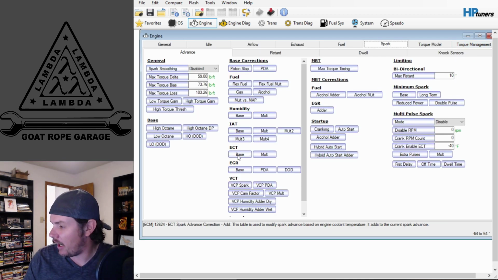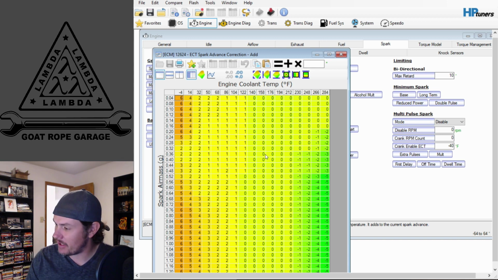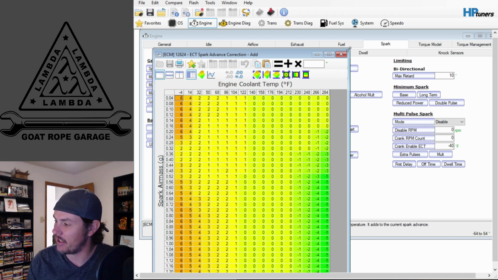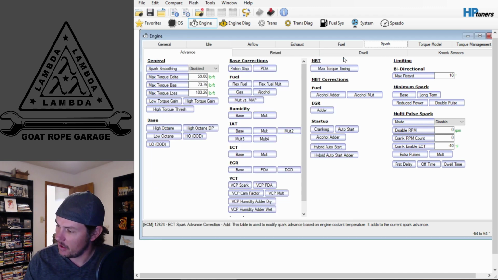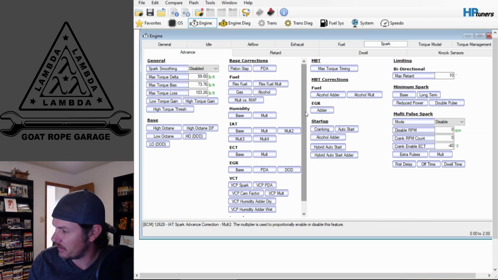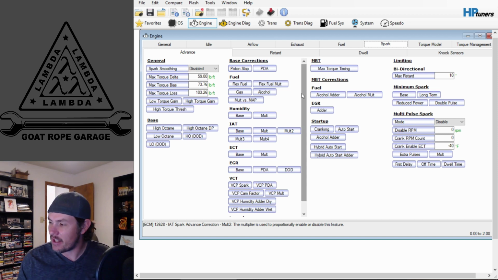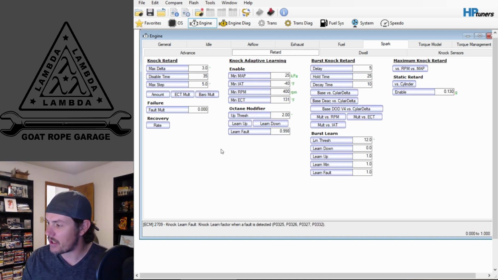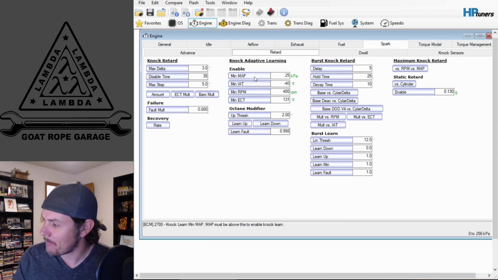ECT, engine coolant temp, same ordeal. This one's not that aggressive. It's only if you're overheating that it's going to reduce timing to try and lower cylinder temps. So often it's not going to be that. But EGR, I don't think this has EGR on it. Okay, that being said, the other stuff that we have to deal with underneath the retard stuff is the different knock adaptive learning stuff.